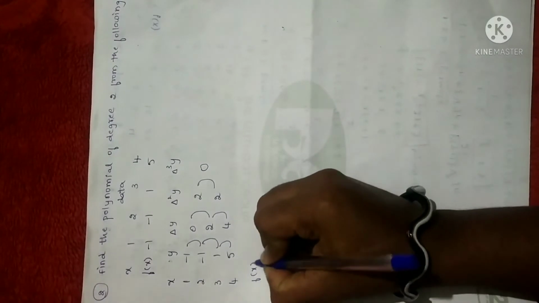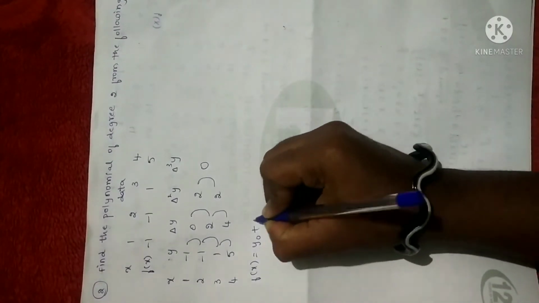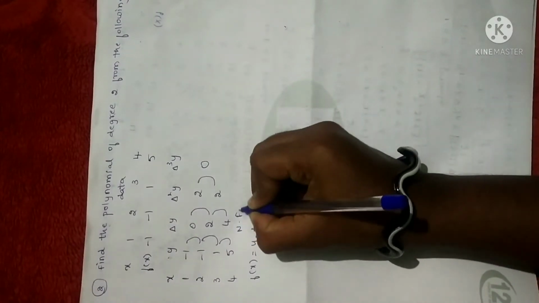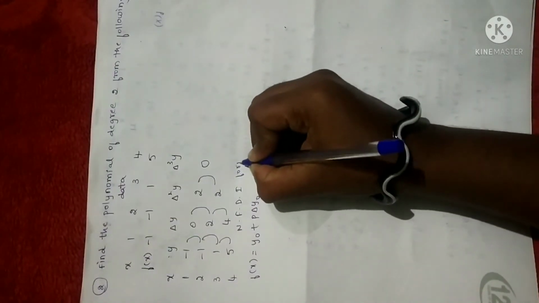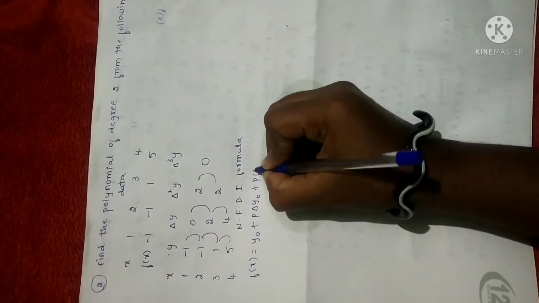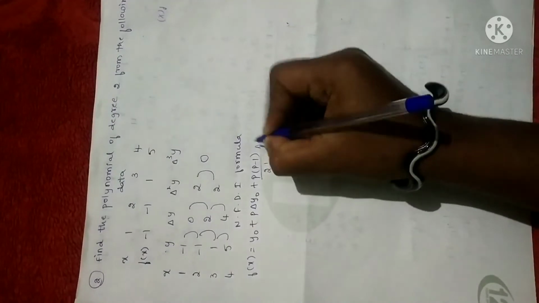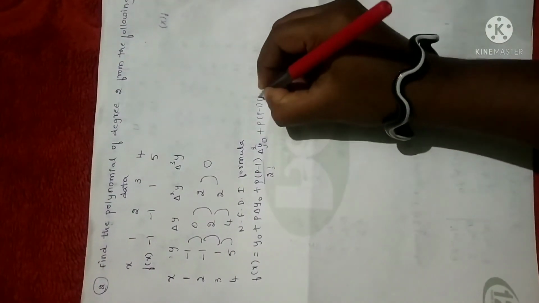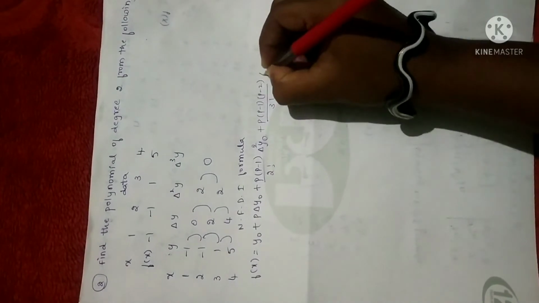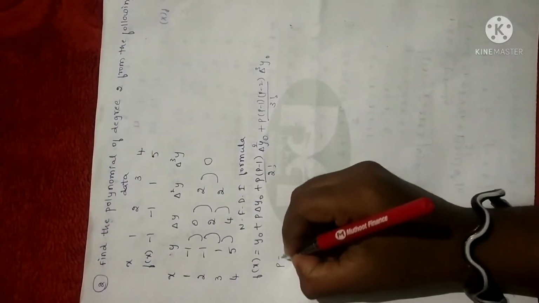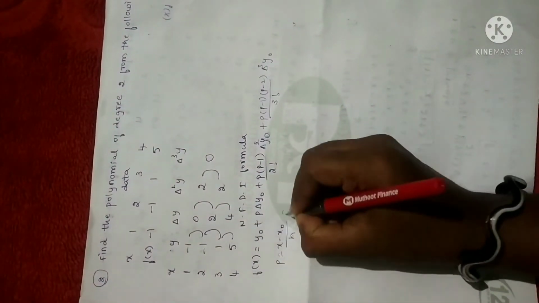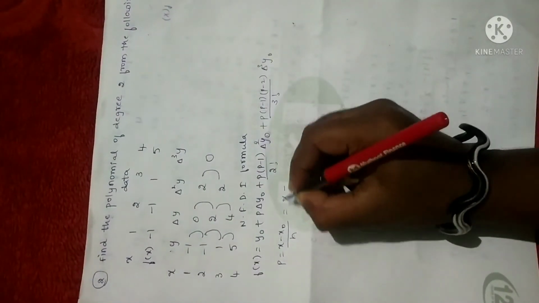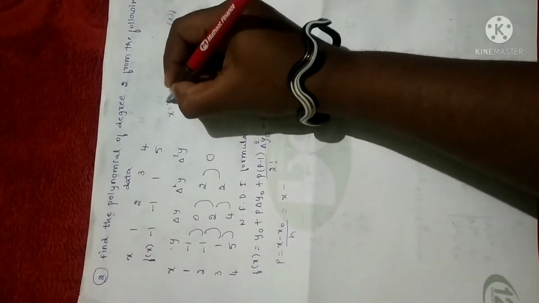So it is sufficient to write the terms containing delta square y. Anyhow, let me write the formula. f of x is equal to y naught plus p into delta y naught. I am using Newton forward difference interpolation formula, plus p into p minus 1 divided by 2 factorial into delta square y naught, plus p into p minus 1 into p minus 2 divided by 3 factorial into delta cube y naught. Fine. Now as I already told you, p can be calculated by using the formula x minus x naught divided by h. Anyhow, we need to find the polynomial, so x is as it is. Remember, when they ask you to find the polynomial, x is none other than x only.